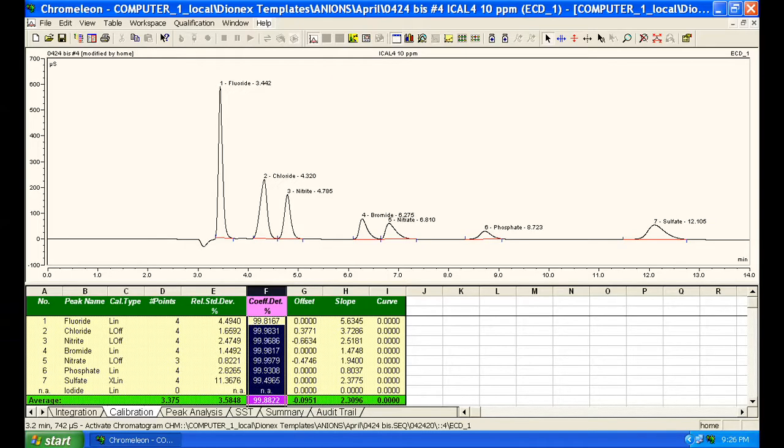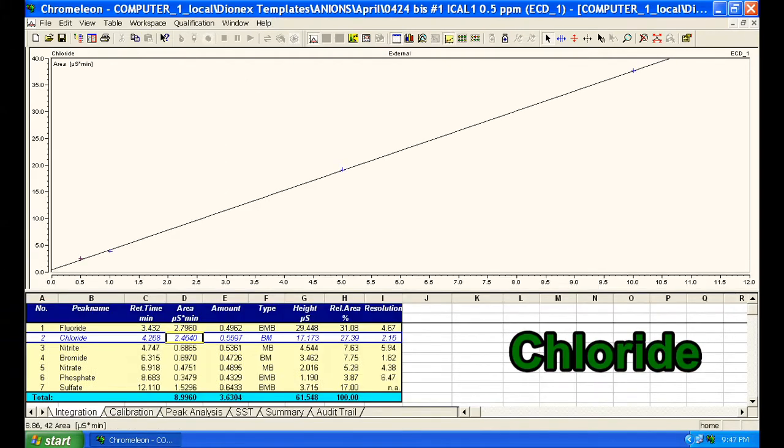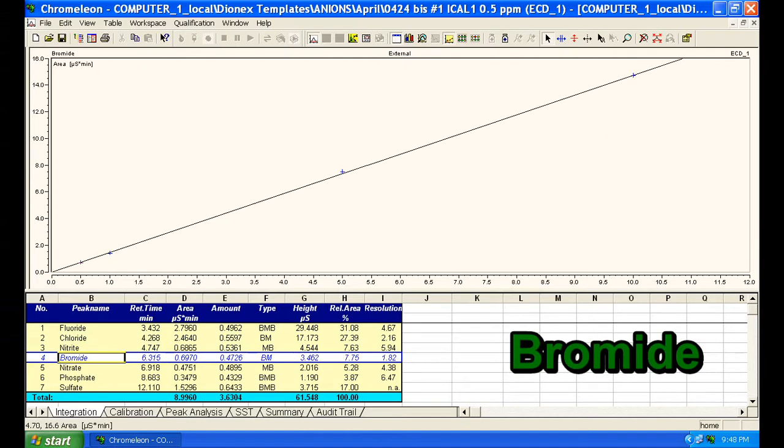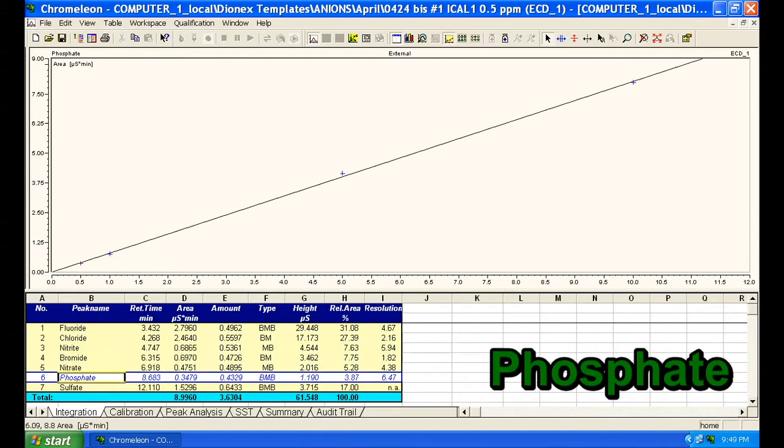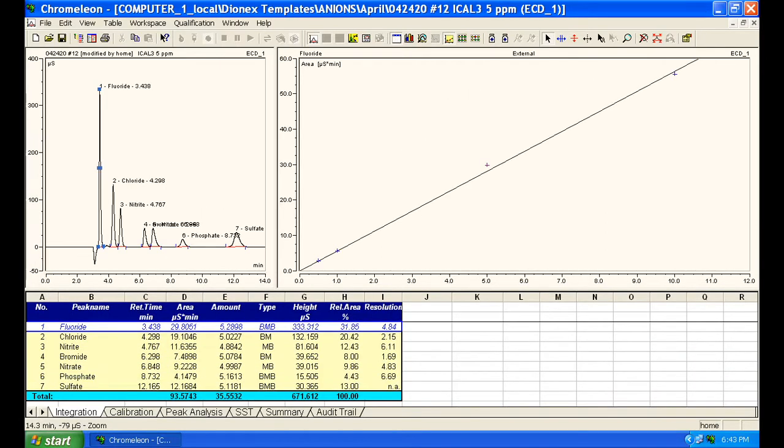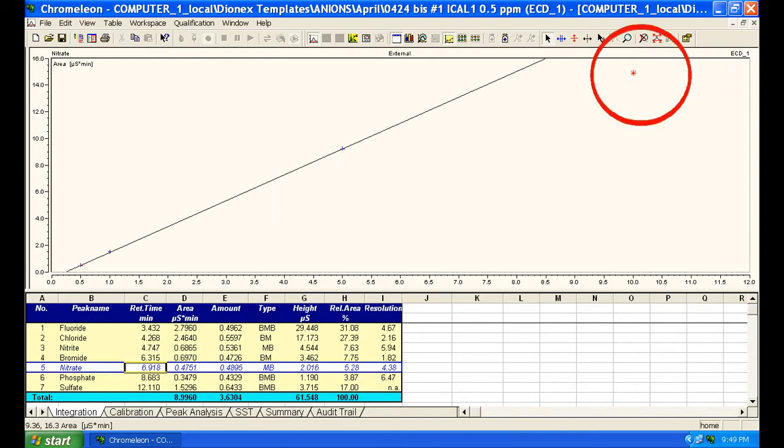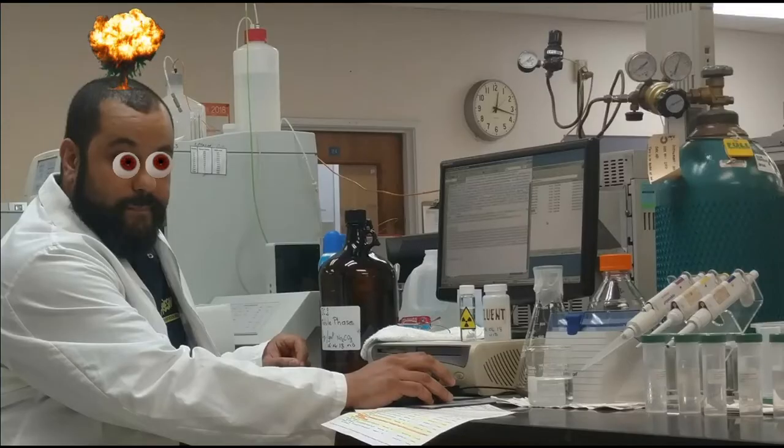After a successful calibration with a correlation coefficient above 99.9% for all anions, I can reliably quantify them from 0.5 to 10 ppm, except nitrate. Nitrate just does not calibrate above 5 ppm. We had the exact same problems when working at my previous job.